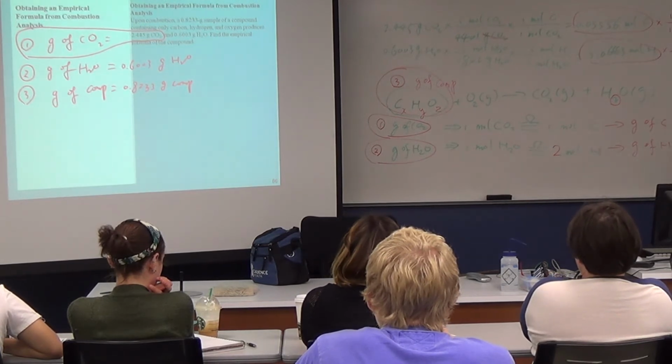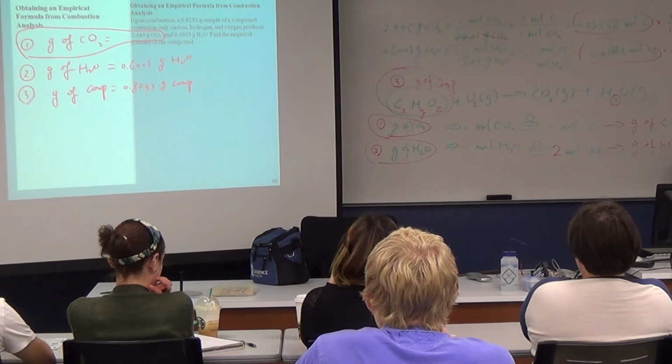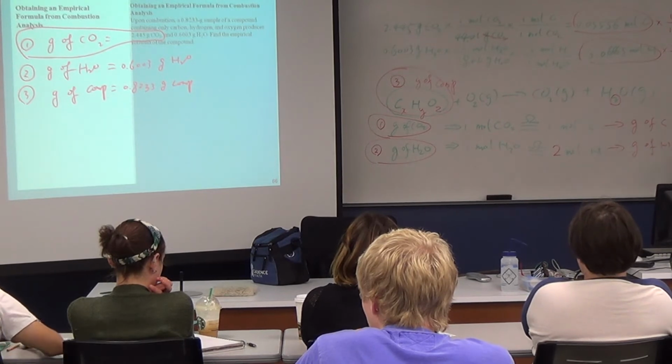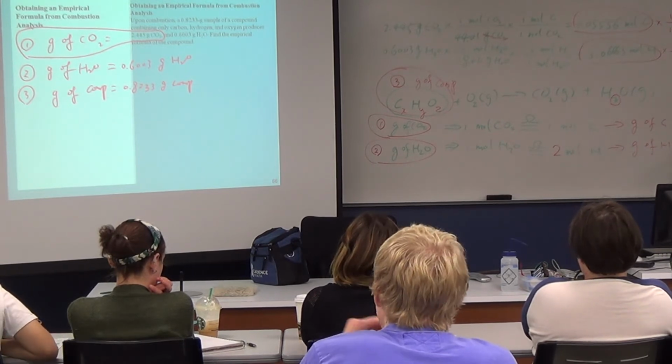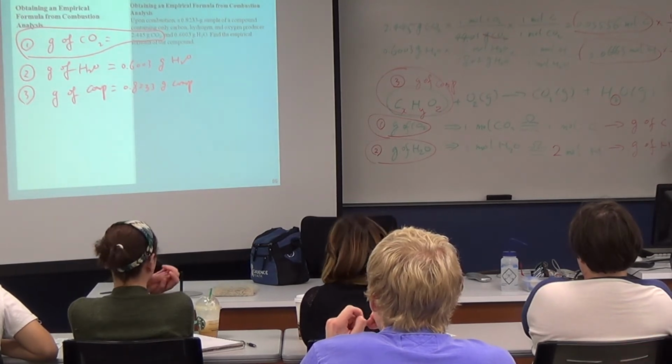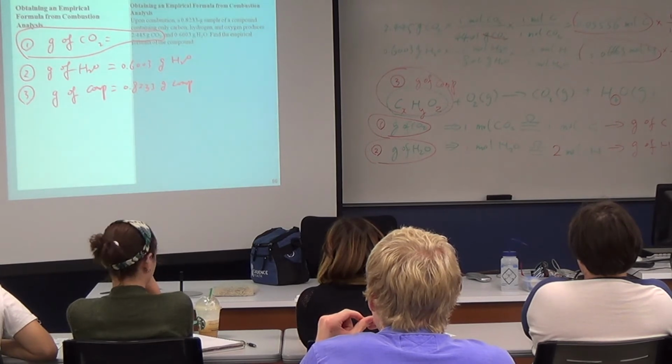So you get 0.0673 gram of H, then just keep it like that. And that one, 0.05556 times 12.01 equals 0.667 gram of carbon.